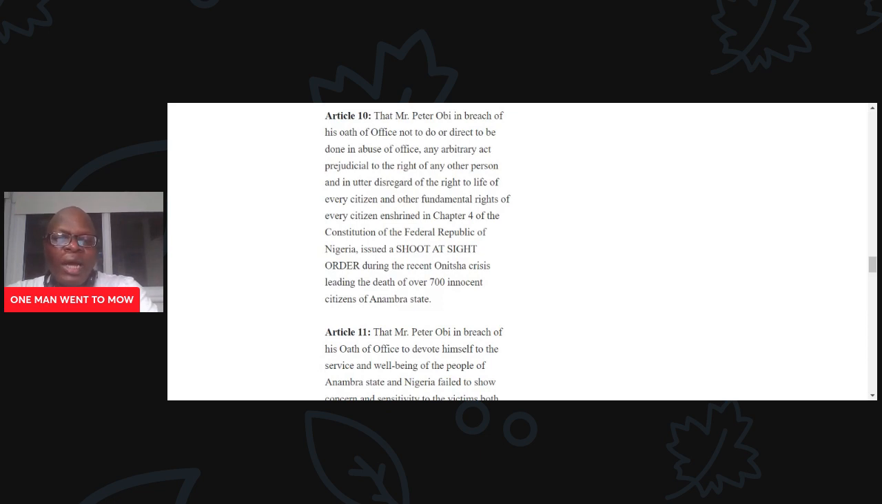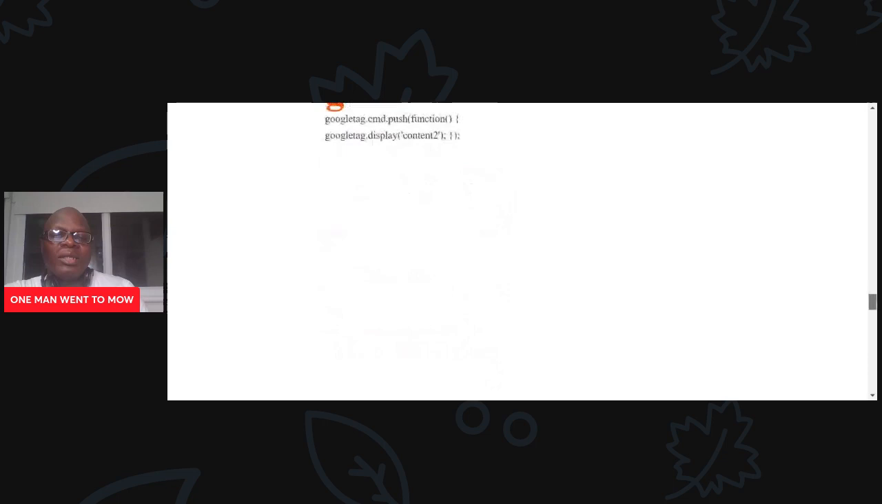Issued a shoot-at-sight order, so that should be shoot-on-sight, of course. Issued a shoot-at-sight order during the recent Onitsha crisis, leading to the death of over 700 innocent citizens of Anambra. So there it is right there.